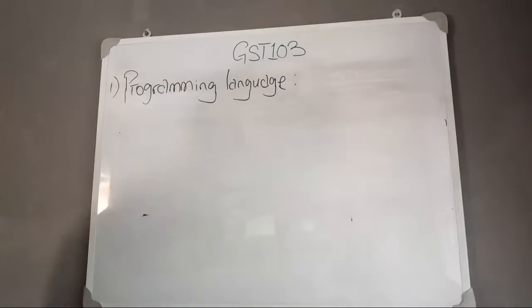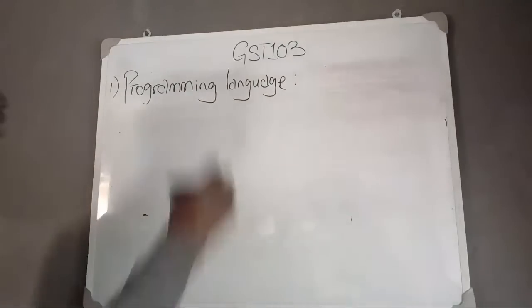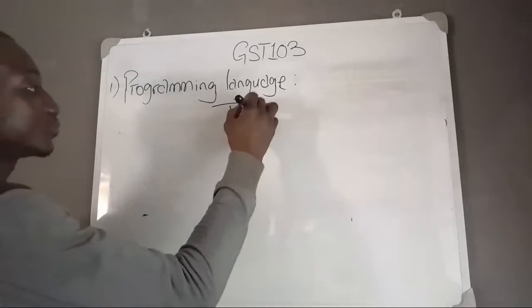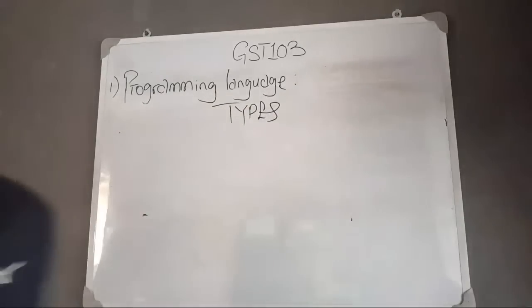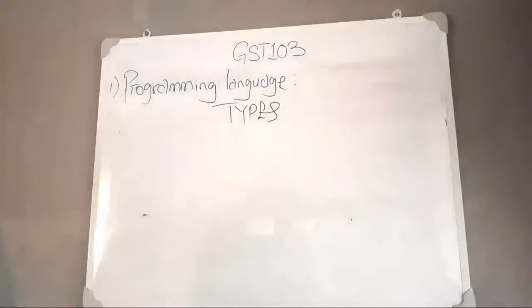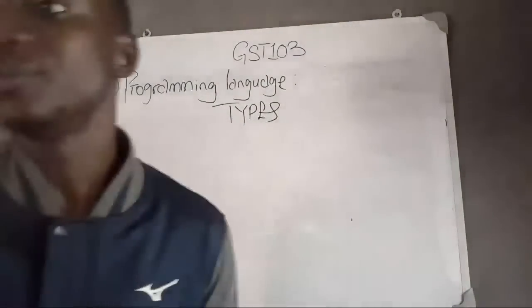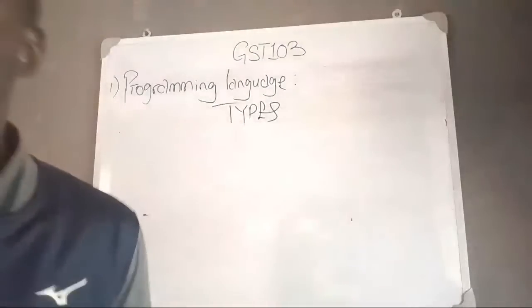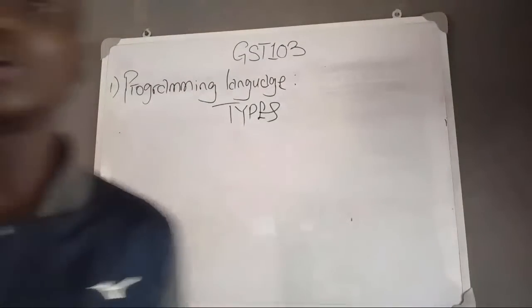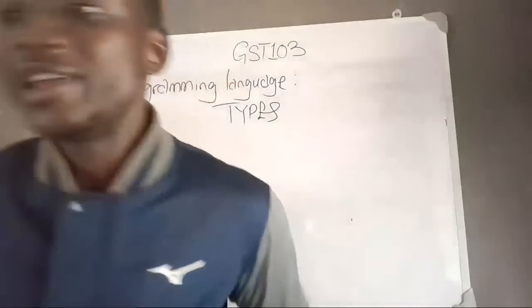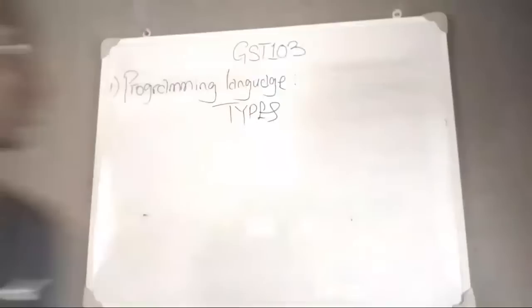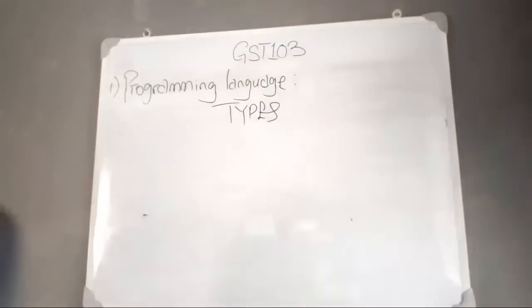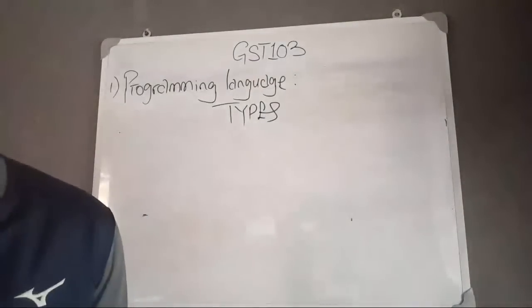Now we have the types of programming language. By now, I believe we are acquainted with some types of programming languages. Let me just give it to us. Let's mention in the comment section a minimum of 2 types of programming languages. We actually have about 4 of them.